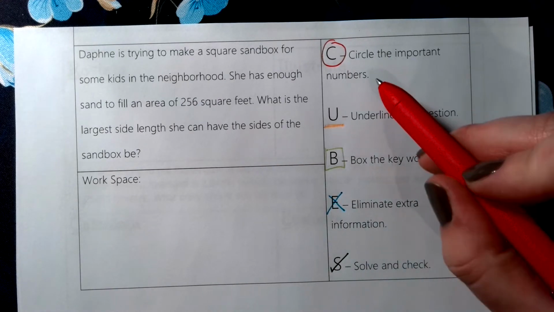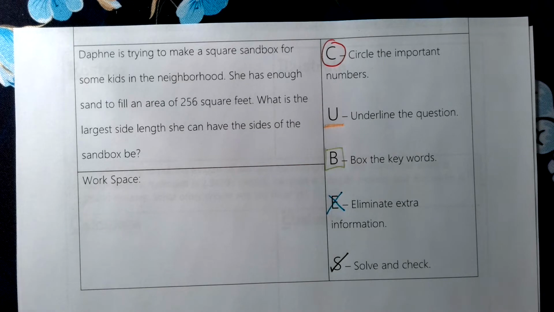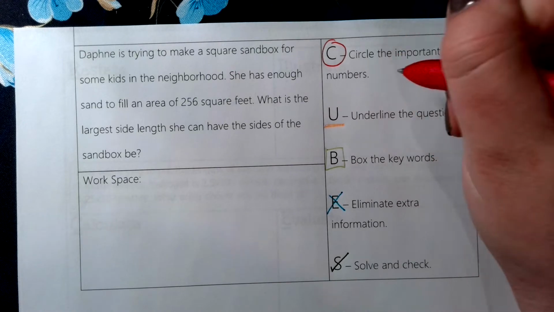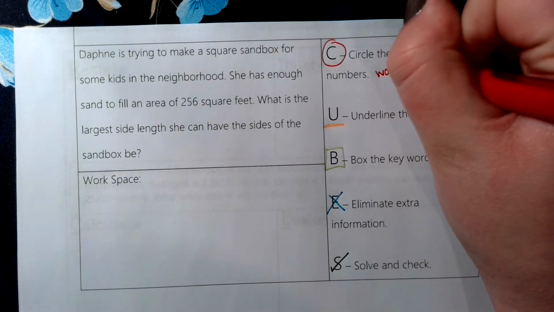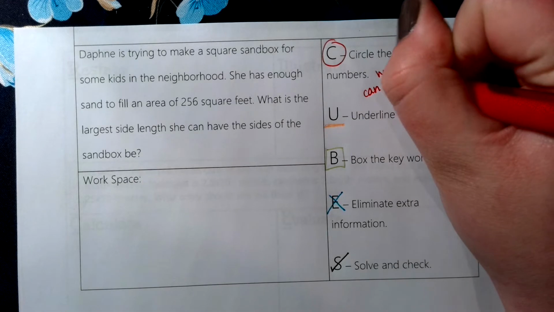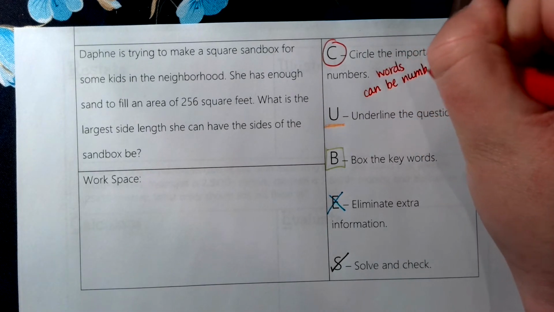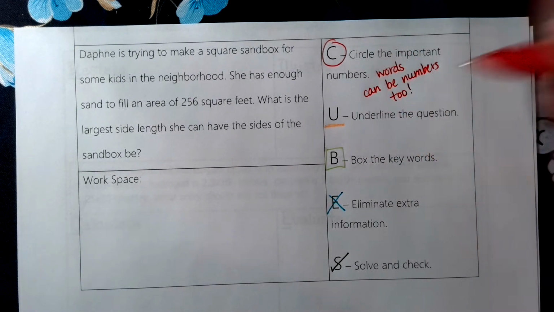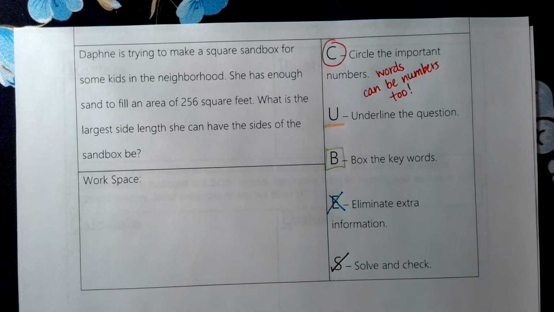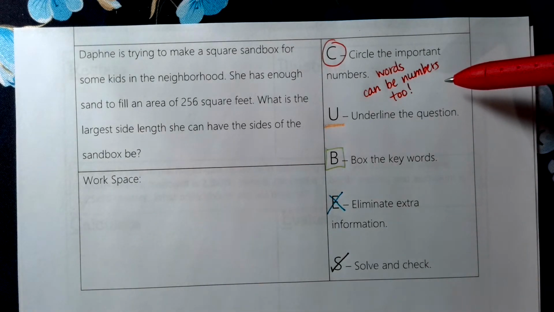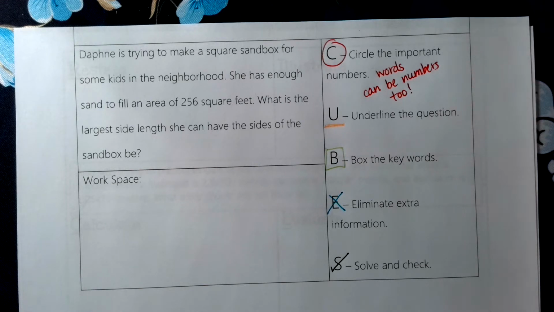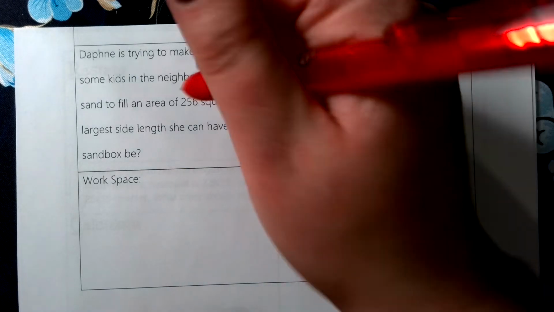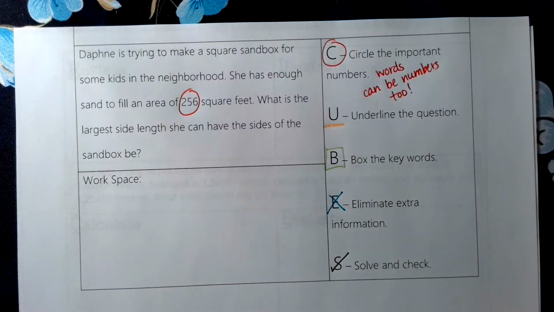So again, the first thing we want to do is circle those important numbers. Sometimes our numbers are going to be in number form. And don't forget, there are words. Words can be numbers too. Something to make sure that we look into. This problem though, we don't have any numbers that are in word form. What's this important number in this problem that we need to circle? 256. That's the only number that we have in this problem.